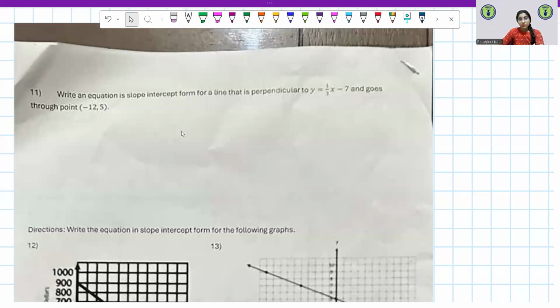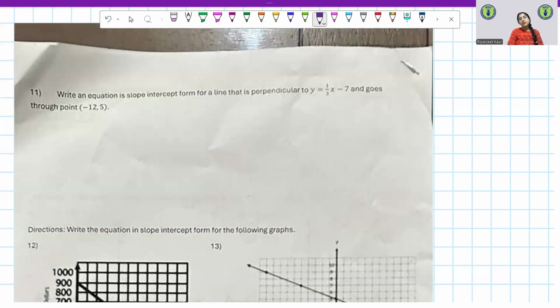So we want to write an equation in slope-intercept form for a line that is perpendicular to y is equal to 1/3 of x minus 7 and goes through this point. See, we want to write an equation in the slope-intercept form for a line that is perpendicular to this and goes through this point.